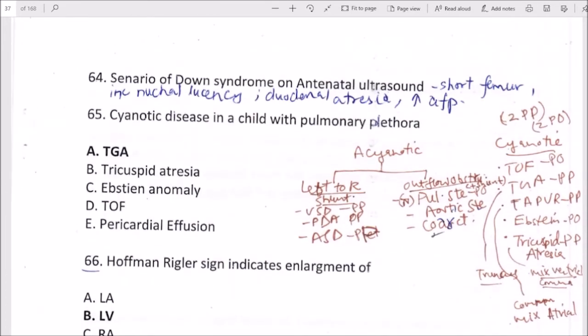Now, congenital heart diseases are classified into acyanotic and cyanotic heart disease. Cyanotic heart diseases are the 5 T's: TOF, truncus arteriosus, transposition of great arteries, TAPVR, and Ebstein tricuspid atresia. Acyanotic heart diseases are left-right shunt and aortic obstruction. Left-right shunts are ASD, VSD, PDA. And aortic obstruction is pulmonary stenosis, aortic stenosis, and coarctation of aorta. Now, pulmonary plethora is seen in all except pulmonary oligemia, seen in tetralogy of Fallot, pulmonary stenosis, and Ebstein anomaly. They all show pulmonary oligemia. Rest all of them show pulmonary plethora.